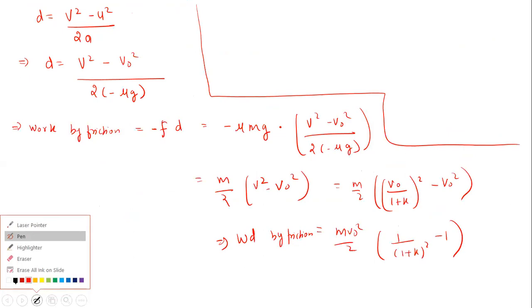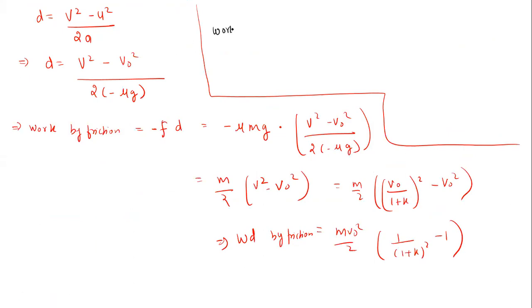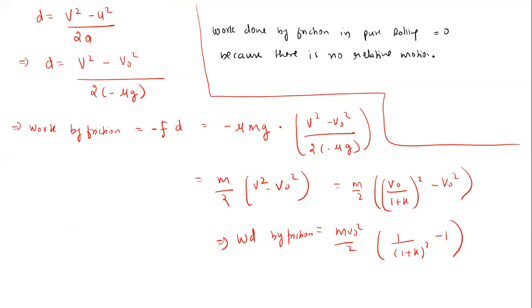Okay, the work done by the friction force. Work done by friction in pure rolling will be zero because there is no relative motion between the point of contact and the surface. So there is no work done by the friction in the case of pure rolling.